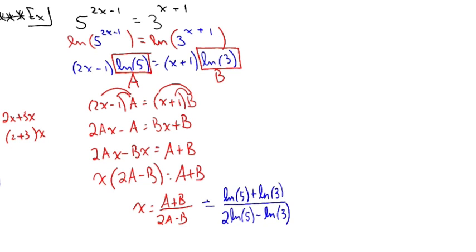Now, your choice. You can type that all into the calculator. It's not very friendly. Parentheses ln of 5 plus ln of 3, parentheses, divided by parentheses 2 ln of 5 minus ln of 3, parentheses. Lots of parentheses. So you have that choice. You can just type it in. It takes a while. Or you can use the properties of logarithms.